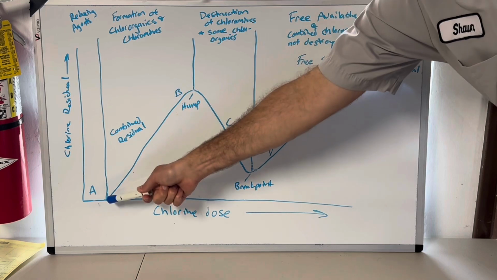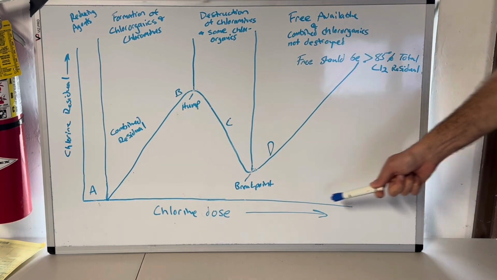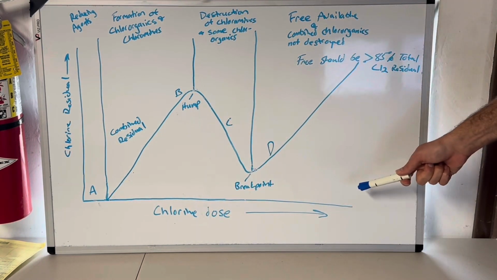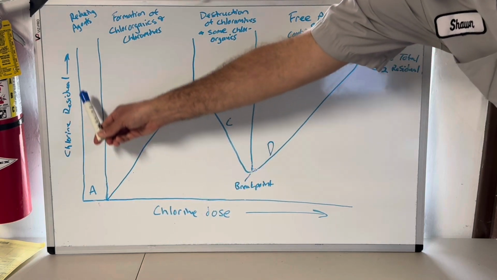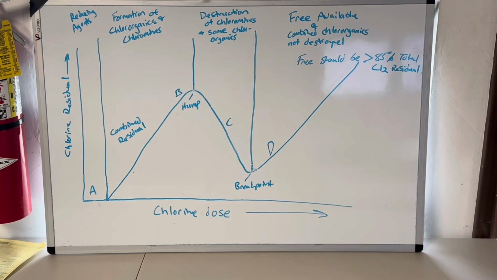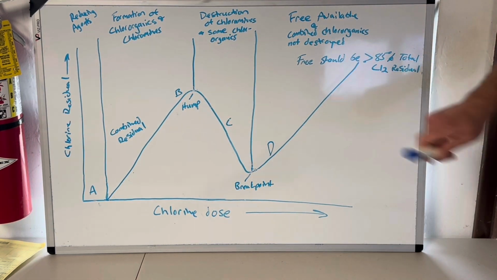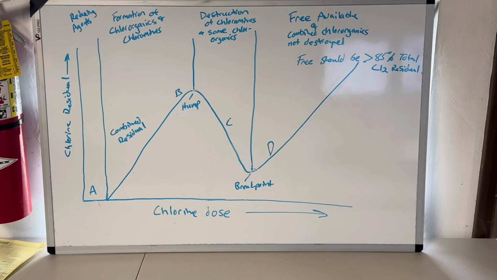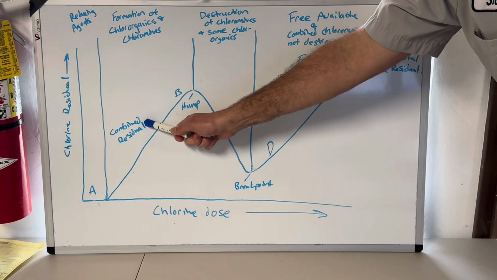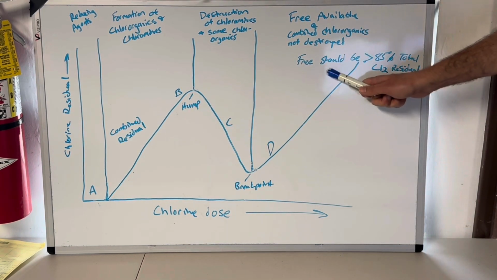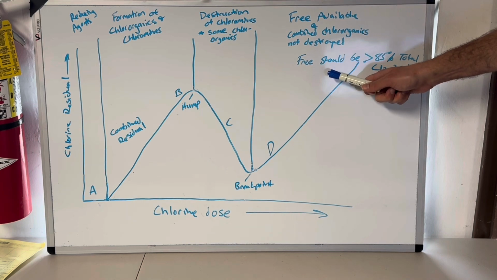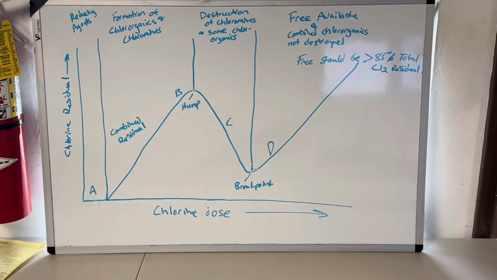You have an axis, 2 of them. On this axis, you have chlorine dose. And on this axis, you have chlorine residual. What are we talking about when we talk about chlorine residual? We're talking about total chlorine residual. Now, on different areas of the curve, that total chlorine residual is made up of either all combined or combined and free. Okay? And it depends on where you are and what has occurred chemically that determines where you land on this curve.